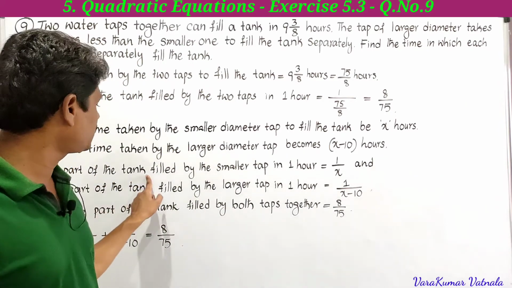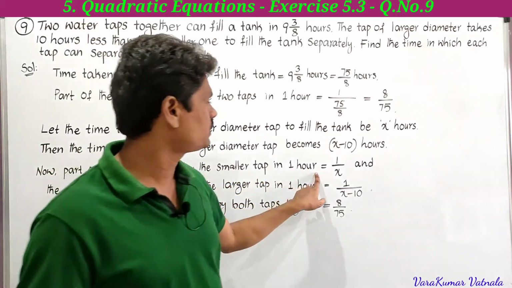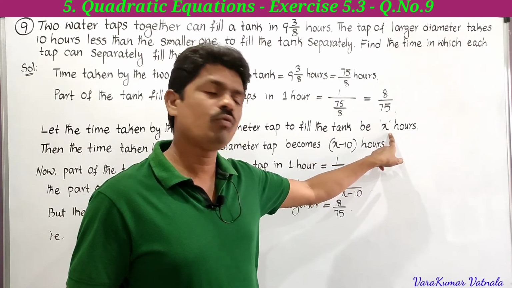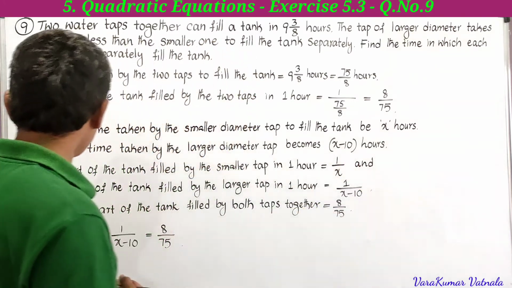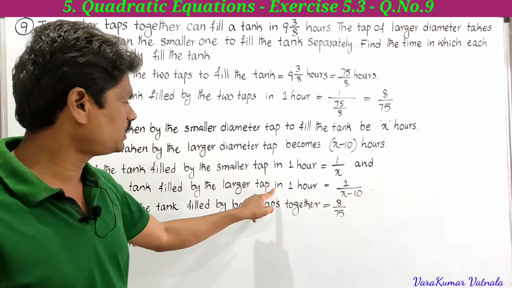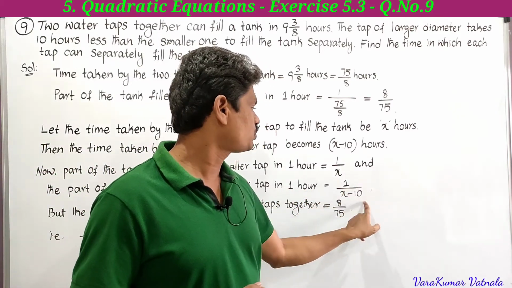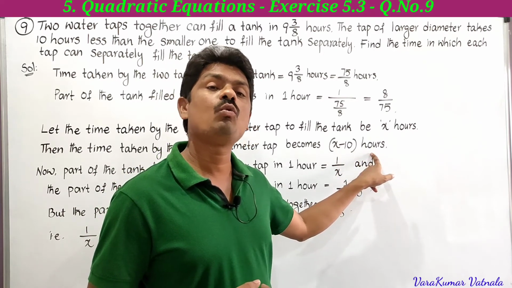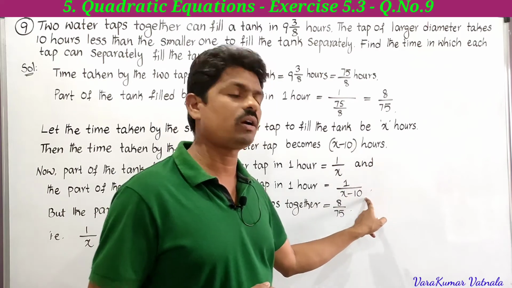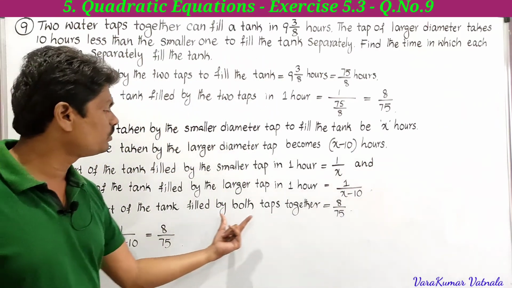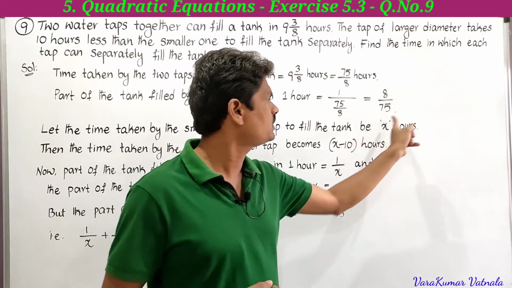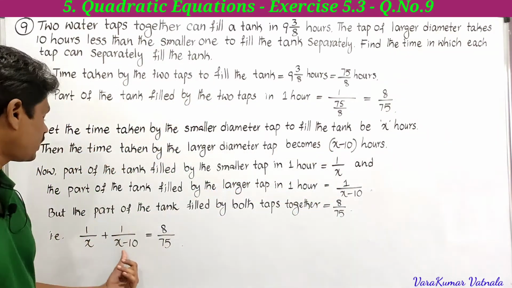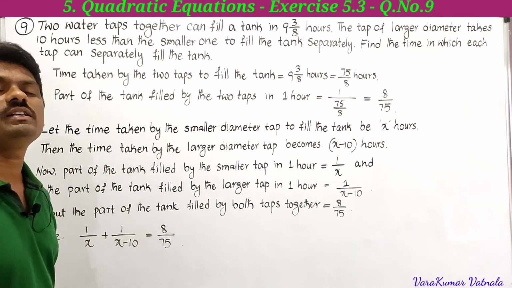Now the part of the tank filled by the smaller tap in 1 hour is equal to 1/x, since it takes x hours to fill, so in 1 hour it fills 1/x part. In the same way, the part of the tank filled by the larger tap in 1 hour is equal to 1/(x minus 10), since it takes x minus 10 hours to fill the total tank. But the part of the tank filled by both taps together is 8/75. It is nothing but the sum of these two. 1/x plus 1/(x minus 10) is equal to 8/75.